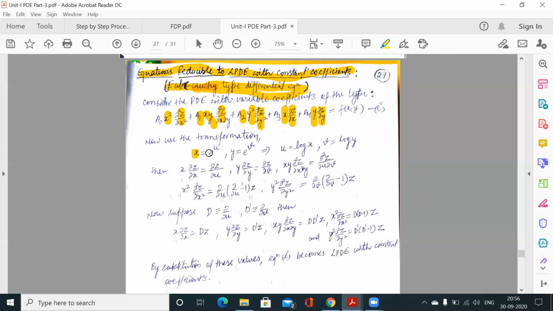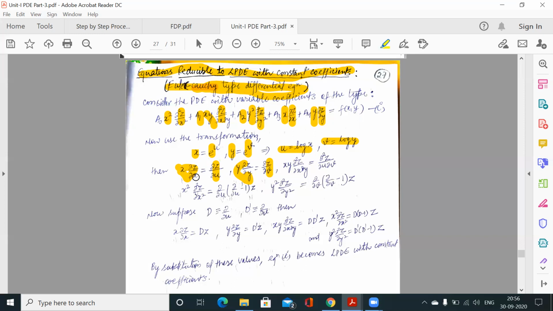So here x is equal to e to the power u suppose, and y is equal to e to the power v suppose. In the same way, if we take the log here, log x would be equal to u and log y would be equal to v. With this transformation, x del z over del x will be converted into del z over del u, and y del z over del y will be converted into del z over del v, meaning the variable coefficient is now converting into constant coefficient.